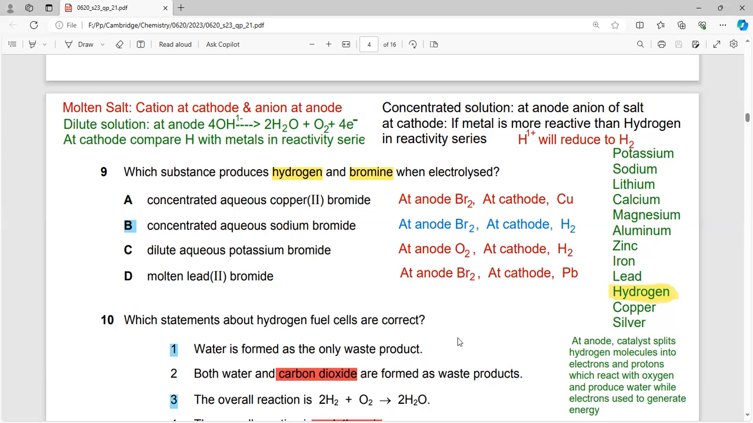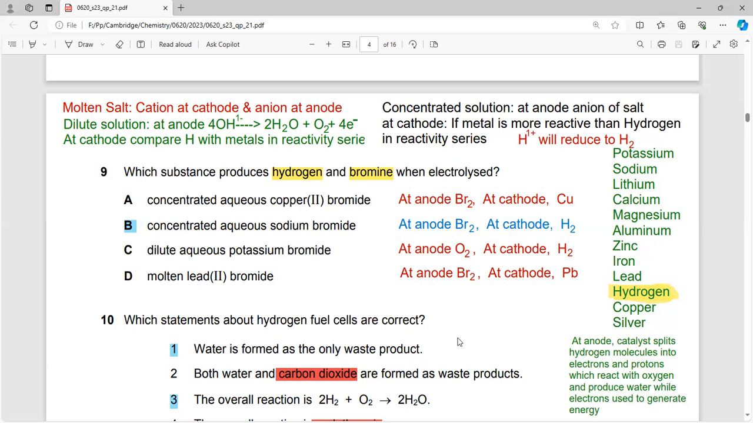For example, option A, concentrated copper bromide. In this concentrated copper bromide, at the anode the bromide will be oxidized and produce bromine gas. What about at the cathode? We need to compare copper with hydrogen. You can see that copper is less reactive than hydrogen. So that's why the copper will be reduced first, and it will deposit in the form of copper metal on the cathode. So one product is bromine and the second is copper. We're going to see that in option B.